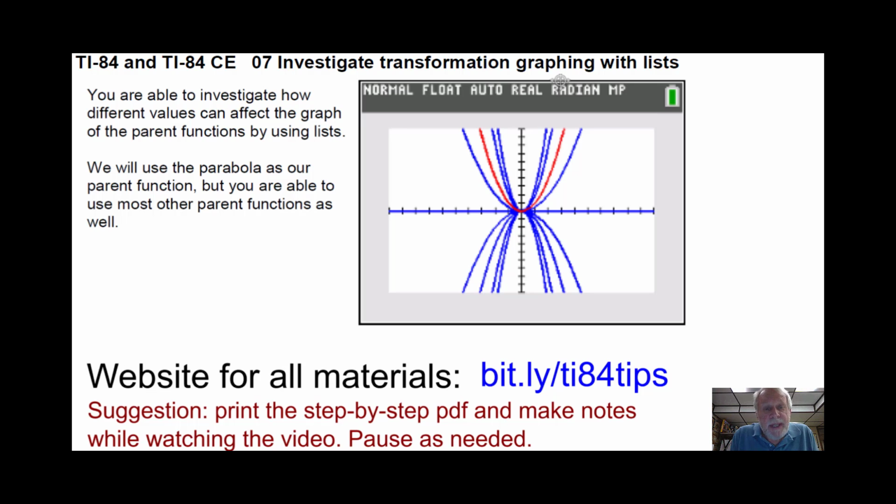Tips and tricks number 7, investigate transformation graphing with lists. We're going to use the parabola as our parent function, but you can use other parent functions as well.